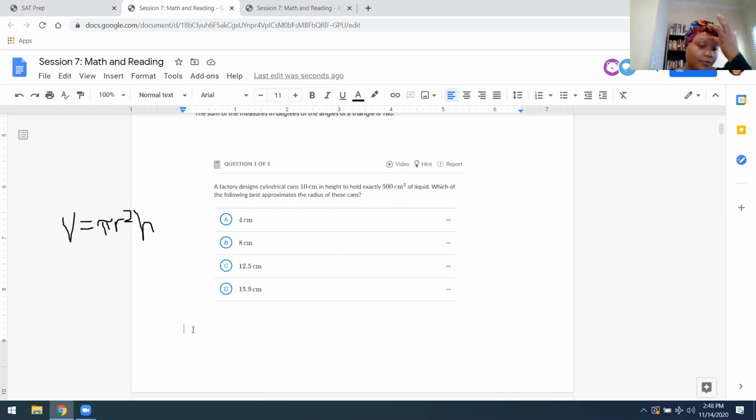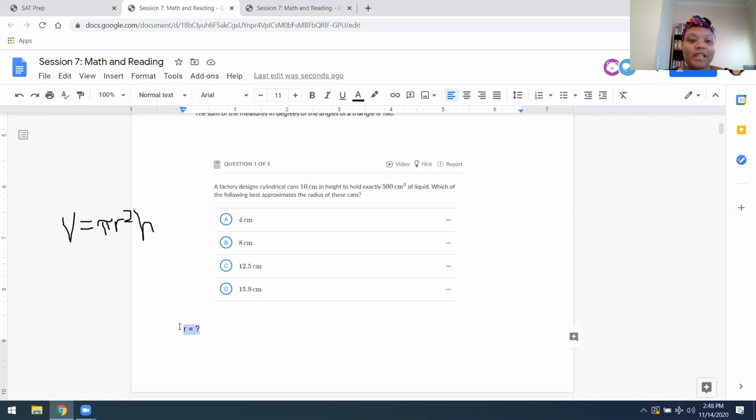So what I like to do with math problems is write out what I'm looking for. And I like to put it in a math equation, because that will help keep me focused as I try to find out what they're asking me to find. So basically what they're asking is, what is the radius of these cans? r equals question mark. That's what I'm trying to find out.